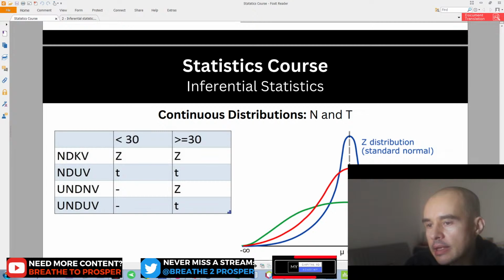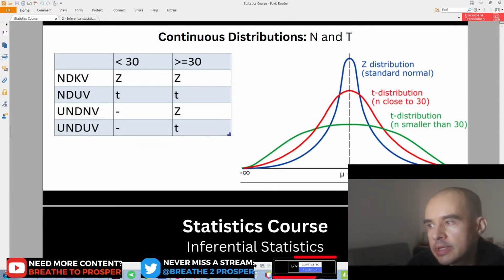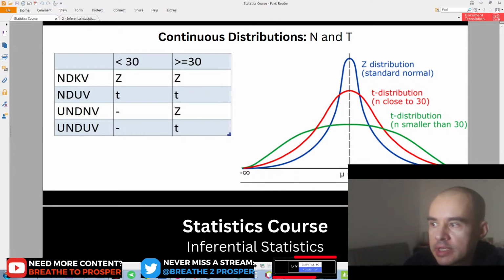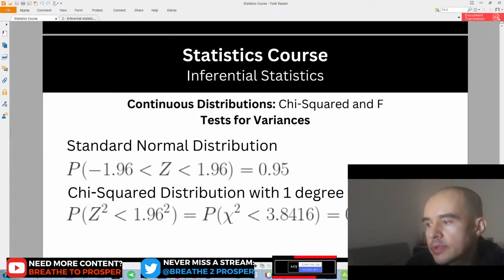I created a table here for you to use, because sometimes in tests they ask you which one it is. The rule set is this one. If it's a known distribution with a known variance and the sample size is less than 30, you use the z. When it's greater or equal to 30, use the z as well. Same thing here. Known distribution, unknown variance, use the t version. Okay? This is the same thing. So unknown distribution, known variance, unknown distribution, unknown variance. You don't have cases for this one, but for these ones you have z and t. Okay? So how does this work?